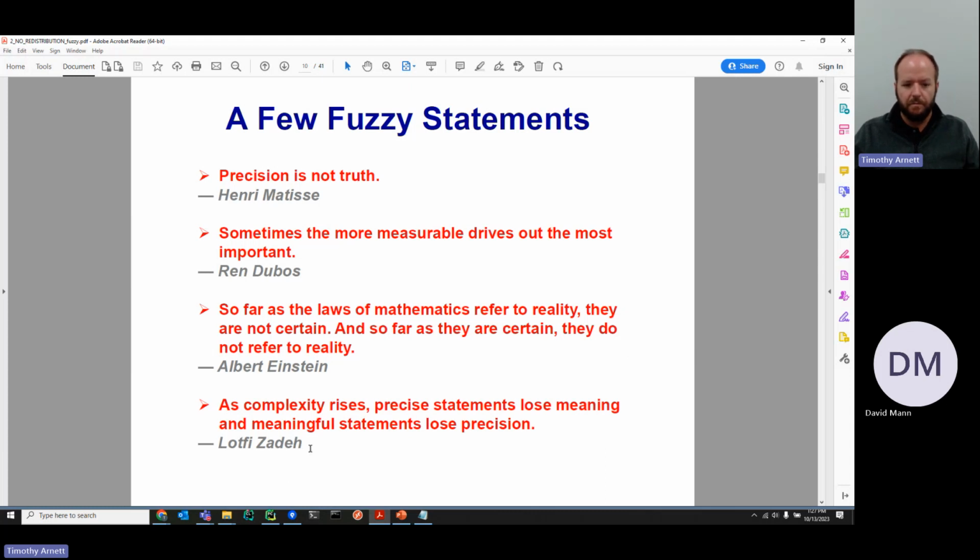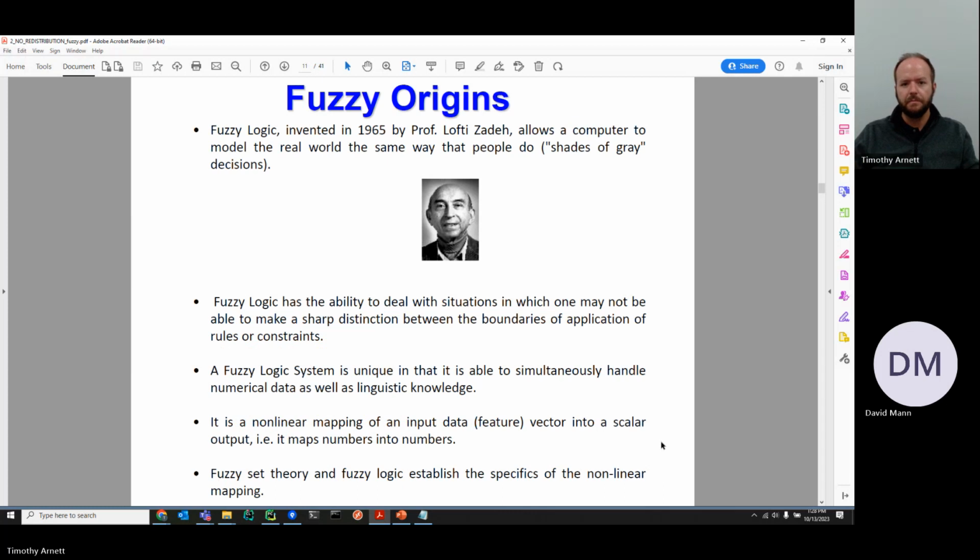And the founding father of fuzzy logic, Lotfi Zadeh, said, "As complexity rises, precise statements lose meaning and meaningful statements lose precision." And so what we're really talking about right here is a hierarchy of semantic meaning, such that if you're being extremely precise, that loses semantic relevance to the person or the agent that's taking in that information, really because you're at too low of a level to act on that information.